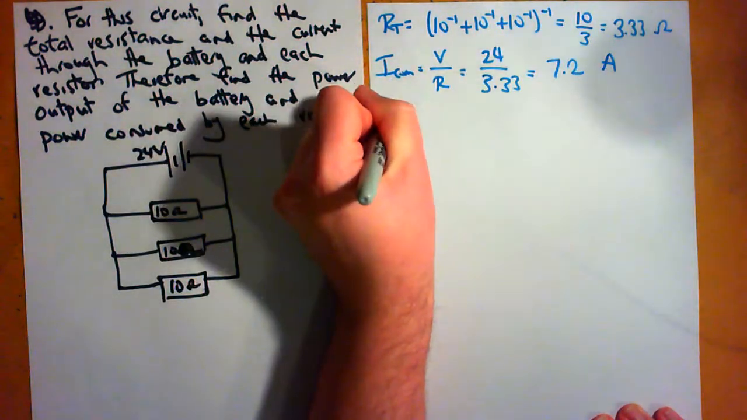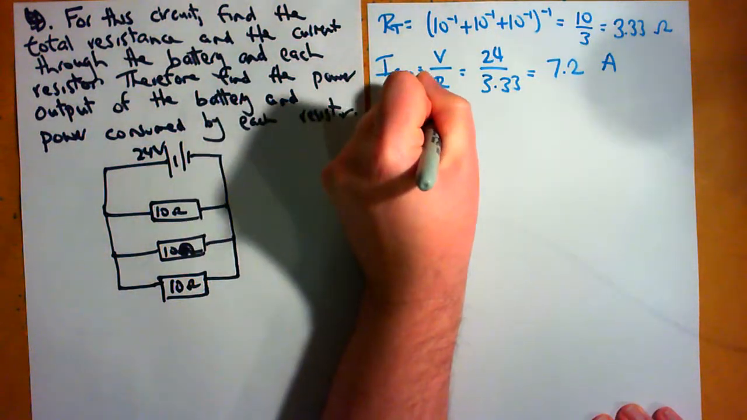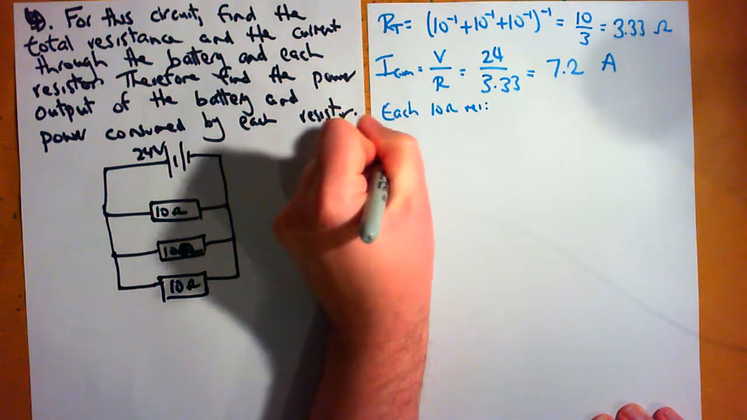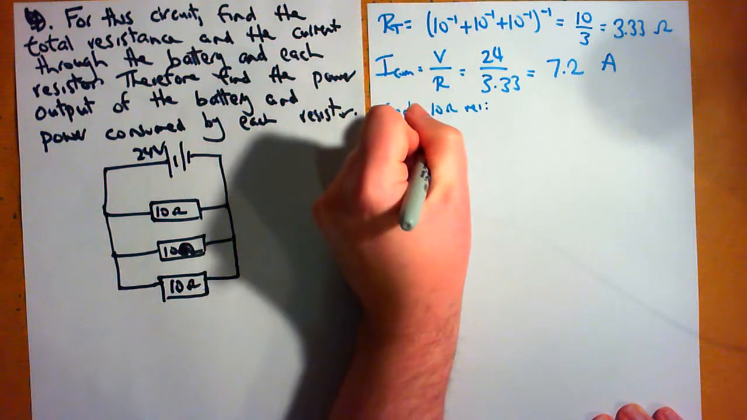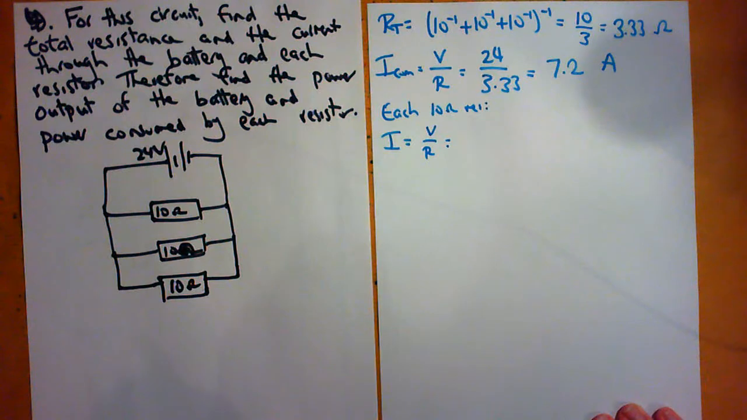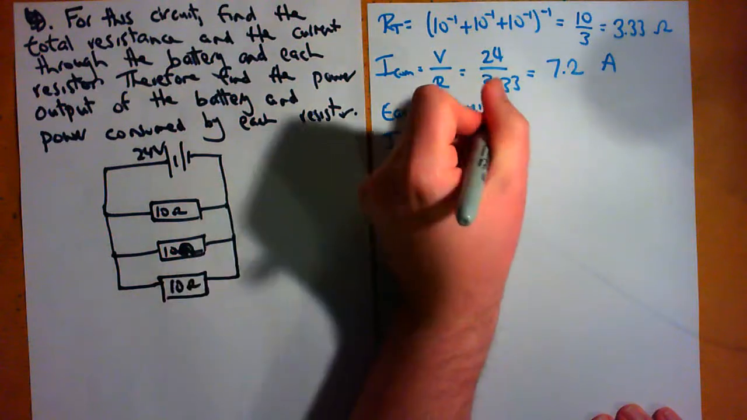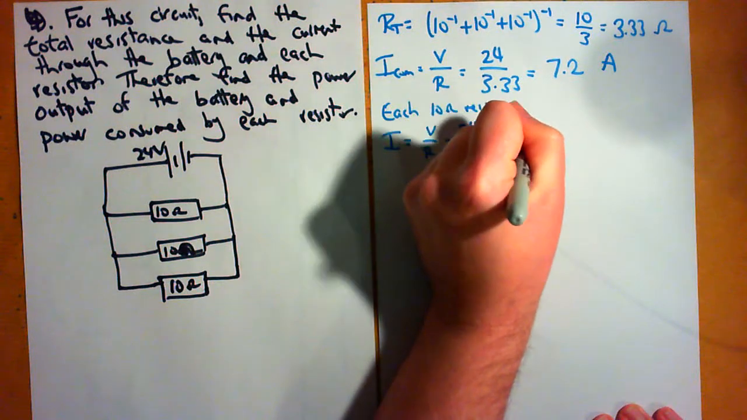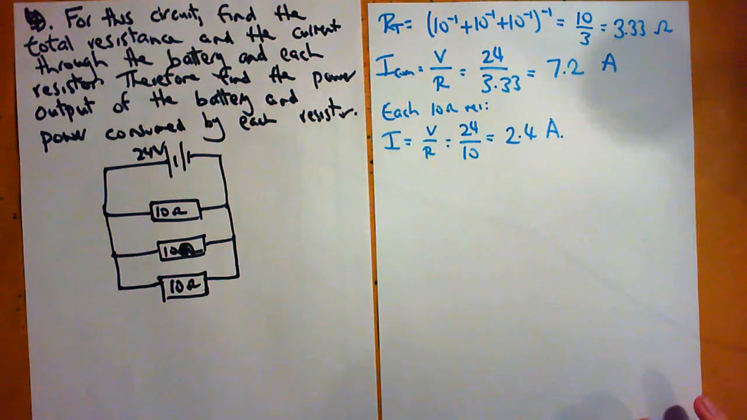So let's look at the current through each 10 ohm resistor. For each 10 ohm resistor, I is going to be V, and the voltage across each resistor is the same as the battery voltage because we're dealing with a purely parallel circuit. So that's 24 divided by 10, which gives you 2.4 amps. So we're expecting the currents through each resistor to add up to 7.2 amps here.